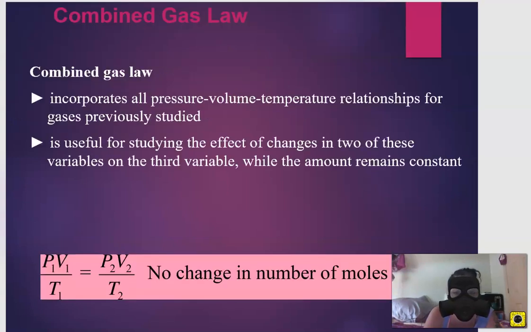So the combined gas law puts the previous gas laws together, gives you a pressure, volume, temperature relationship for gases previously studied. It's useful for studying the effect of changes in two of these variables on the third, while the amount remains constant. So here's your formula. P1 V1 over T1 equals P2 V2 over T2. The amount of gas stays constant.